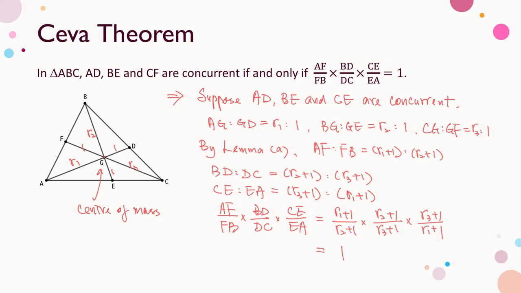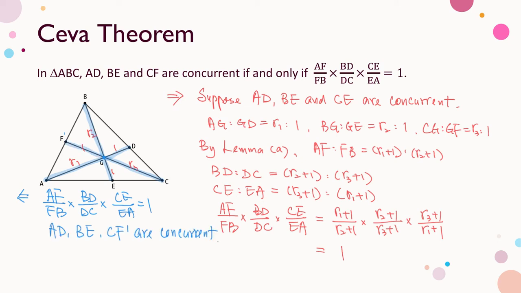Now, consider the other side. Suppose the product is 1. To show three line segments are concurrent, we first consider two line segments. Let AD and BE intersect at G. Join CG and produce to meet AB at F prime. So AD, BE, and CF prime are concurrent.